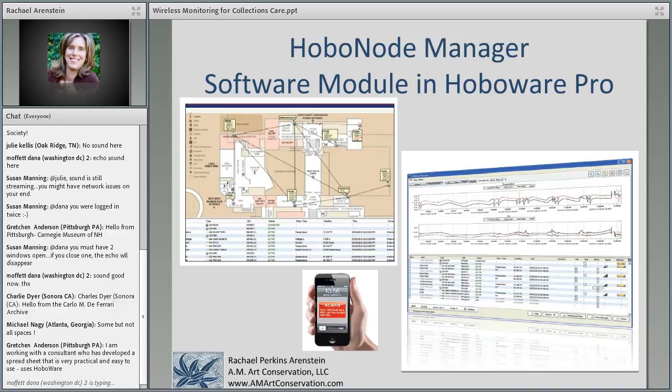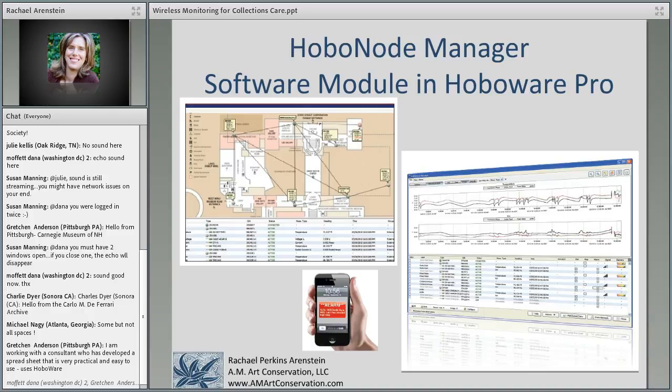The image on the lower right shows you your node manager software. And then when you want to further analyze the data, you'd open it up into the HoboWare Pro. So if you're using other Hobo products and you're familiar with the HoboWare software, that's an advantage. You can get up to 100 nodes on a system, but really you need a router for every 10 nodes. So that's something to pay attention to, because it's going to affect the cost of your system.